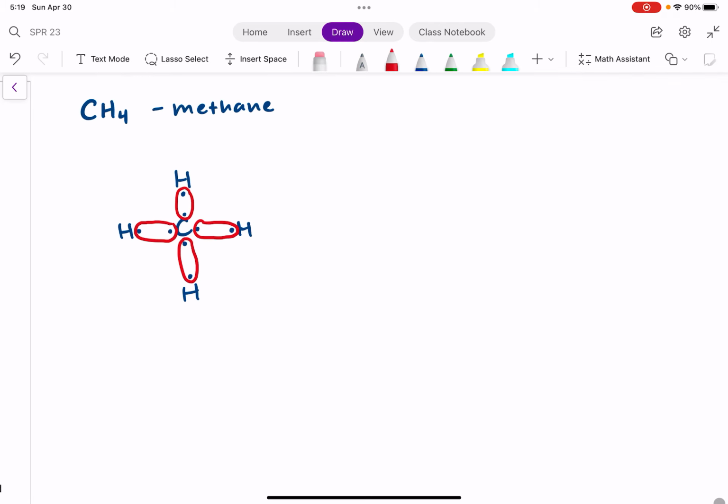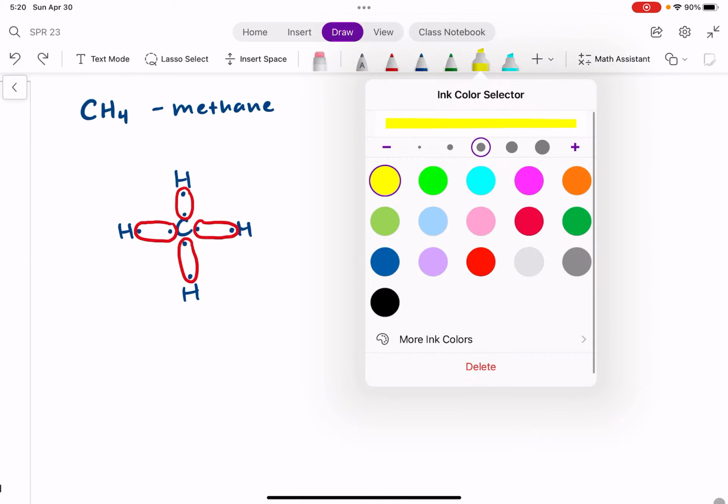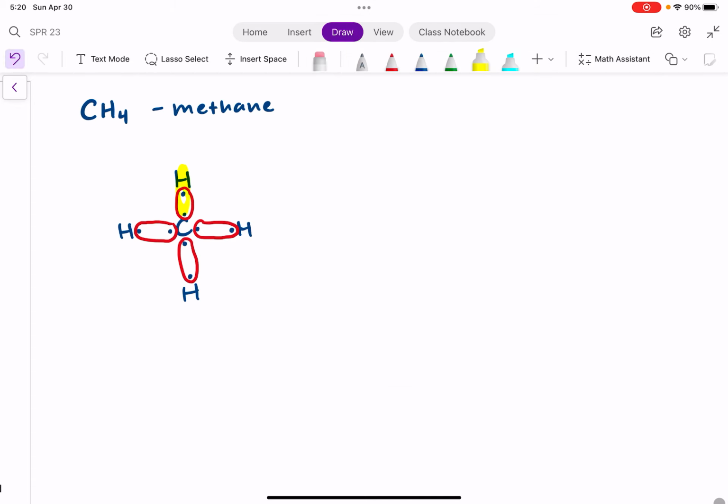So just looking at carbon right now, carbon is sharing these 2 electrons. It's sharing these 2 electrons. It's sharing these 2 electrons, and it's sharing these 2. So how many total electrons are around carbon right now? Yeah, 8. Yeah, pretty cool. What about for each hydrogen? So let's just look at this hydrogen right now. This hydrogen has how many electrons? Yeah, 2. So that hydrogen is happy, right?